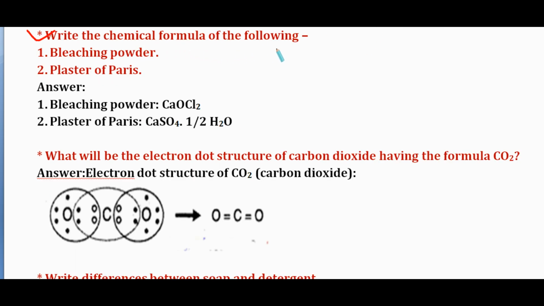Write the chemical formula of the following. Bleaching powder, plaster of Paris. Bleaching powder, CaOCl2. Plaster of Paris, CaSO4, half H2O.